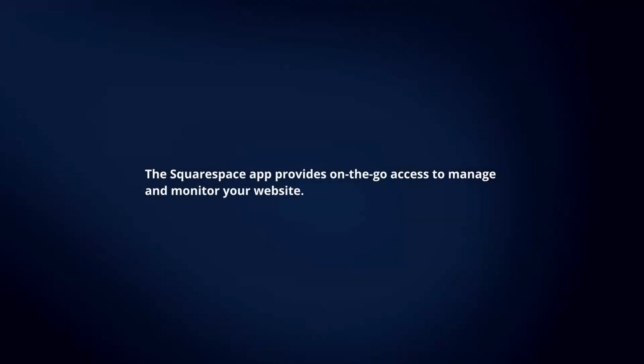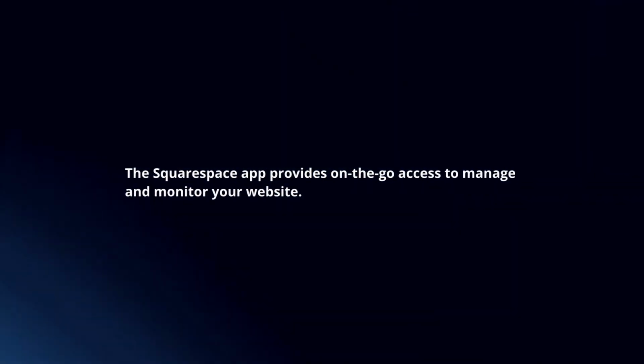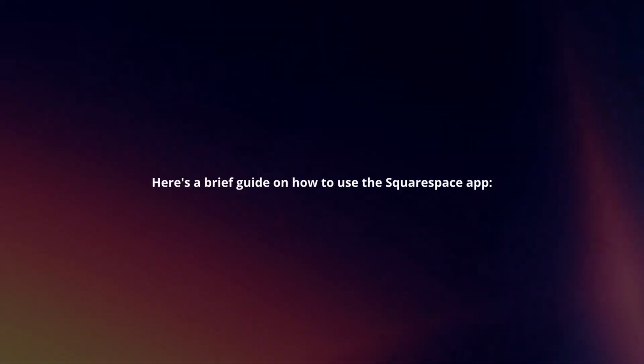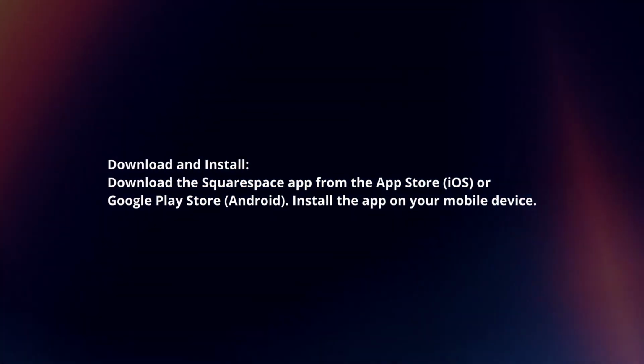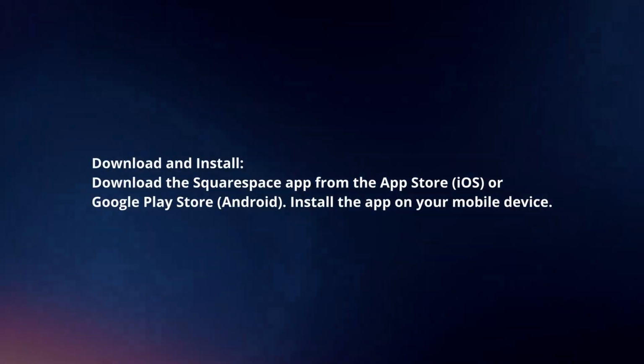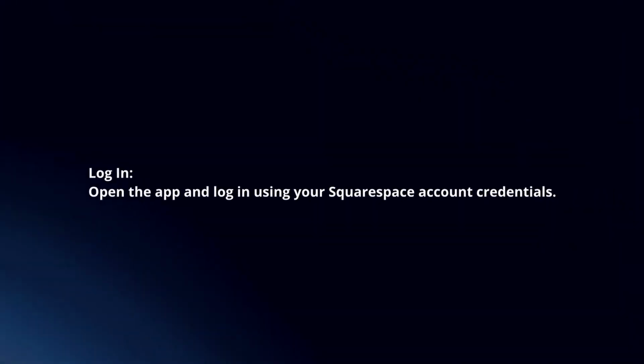The Squarespace app provides on-the-go access to manage and monitor your website. Here's a brief guide on how to use the Squarespace app. Download and install. Download the Squarespace app from the App Store or Google Play Store. Install the app on your mobile device. Log in. Open the app and log in using your Squarespace account credentials.